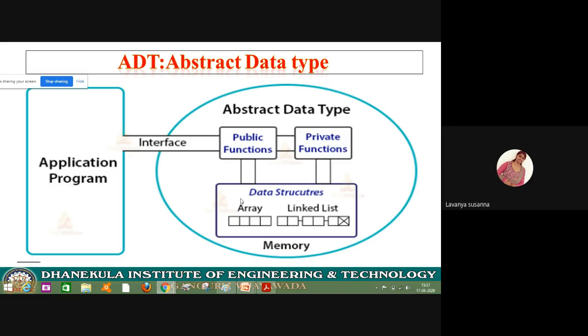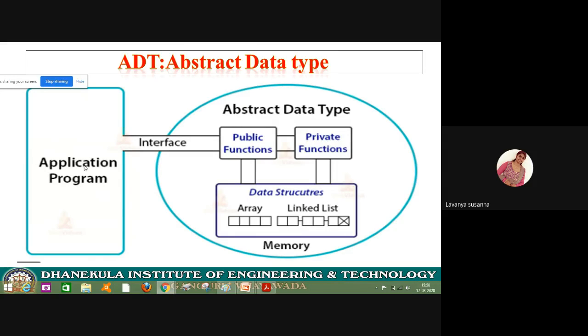Next, as I said, ADT means data and operations. Operations are nothing but functions. Already you have studied functions in C language in your previous semester. Here functions are called operations. Already I have explained traversing, insert, delete, merging, sorting. All are operations. Now, these operations and data together are called ADT.